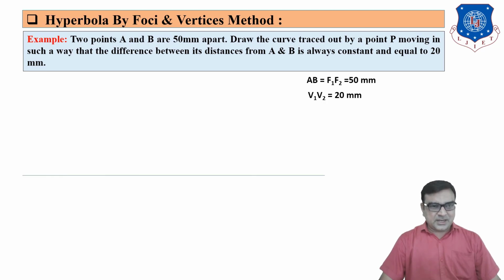So let us try to draw the hyperbola. First of all, you have to draw one horizontal line, then a vertical line, known as the directrix. This is our origin point. Then we have to insert two vertices at the same distance from the directrix, V1 and V2. The distance between V1 and V2 is equal to 20 mm, so take 10 mm from the directrix for V1 and another 10 mm on the right side for V2.